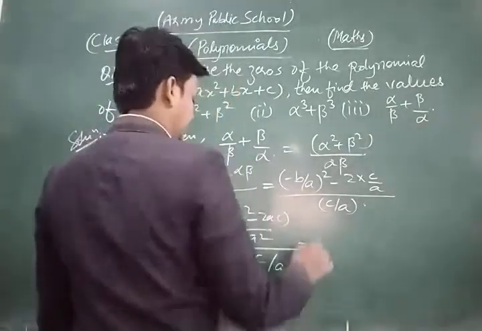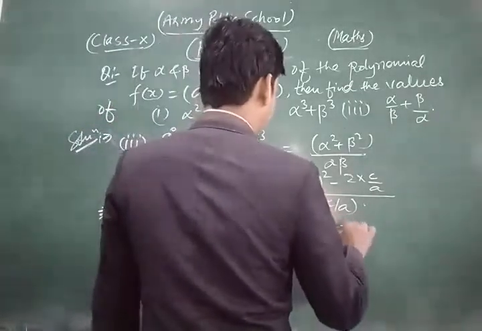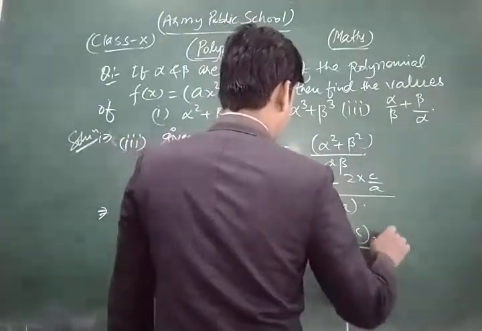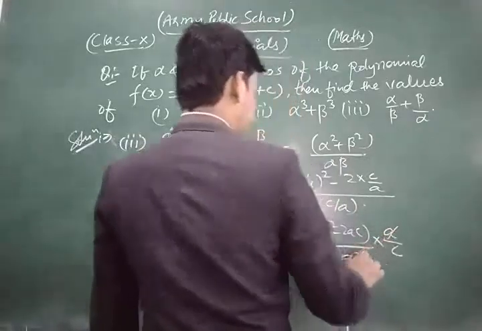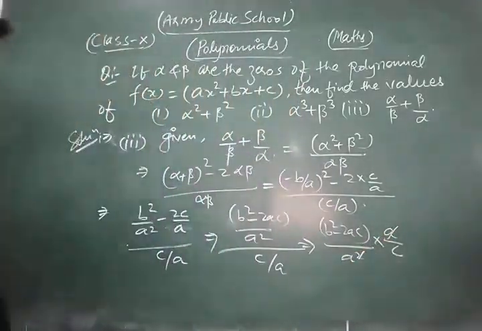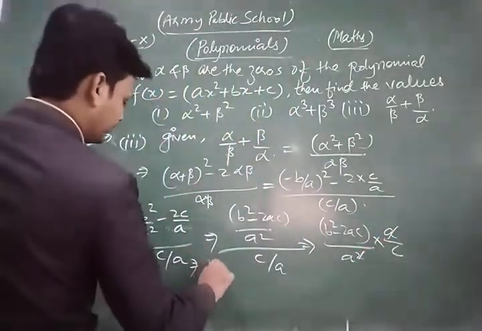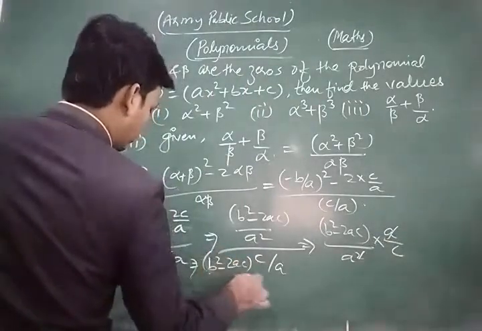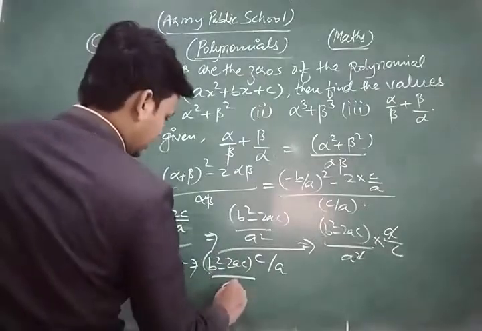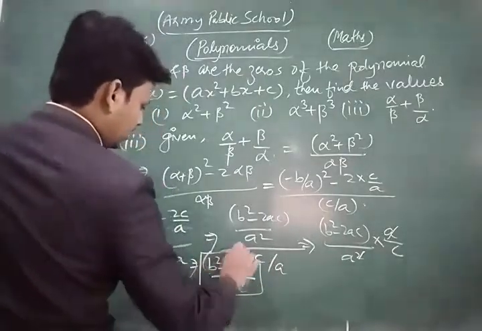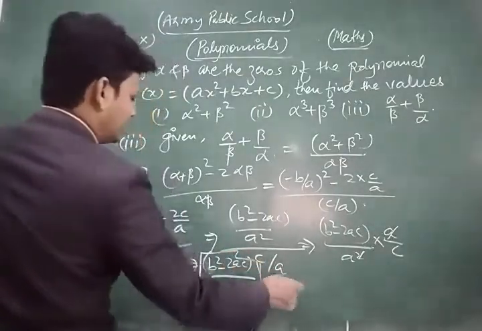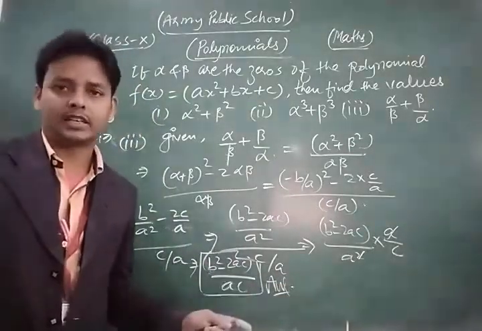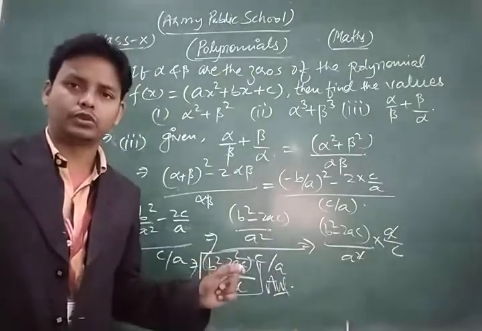so we get b square minus 2ac is left here in the numerator, upon c upon a. Now we can write it as b square minus 2ac upon a square into a upon c. Now one a is cancelled, so we get b square minus 2ac upon a into c. This is the required solution of the given question. So in this way, dear student, you can solve that type of question. This is one of the most important questions of your syllabus.